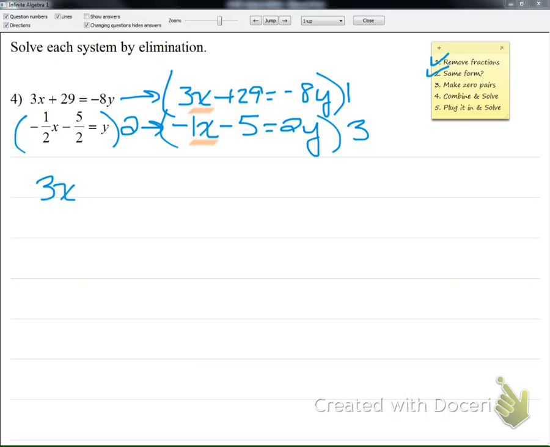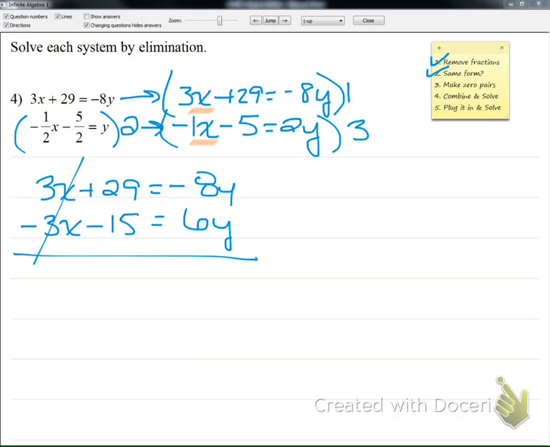Distribute and multiply across. I get 3x. So the top equation we multiplied by 1, so the equation doesn't change at all. The bottom equation, I multiply every term by positive 3. So 3 times negative 1x is negative 3x. 3 times negative 5 is negative 15, is equal to 6y. If you're not quite sure where you made your mistake, definitely look at those signs. Most people make their mistakes with signs, not usually arithmetic.